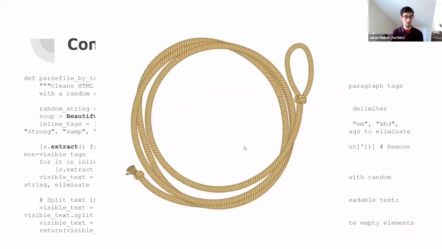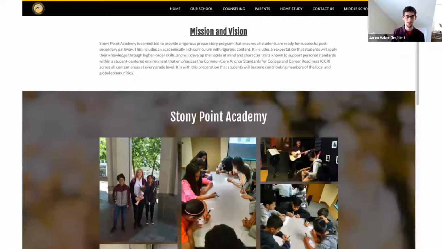So this is like a lasso, right? In the Wild West, you go out there, you don't know what you're going to see, but you've got a piece of rope and you can throw it really well, whether at a cactus or a steer, depending on the situation. At least you've got a tool and it's consistent across situations. So as an example, let's look at this website for Stony Point Academy, which is a charter school. They describe themselves as a rigorous preparatory program that's academically rich.